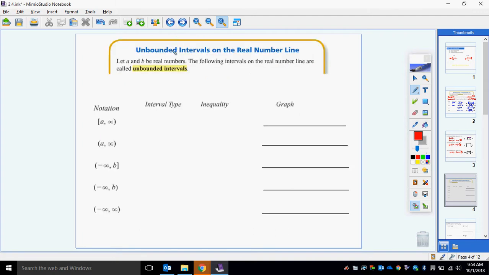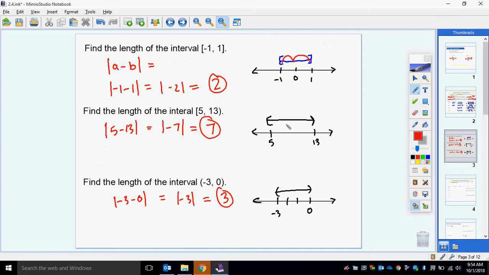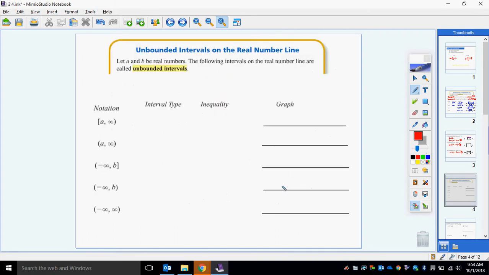Those were all bounded. Next would be unbounded, where nothing is blocking it. See how these number lines were always in between and my endpoints were blocking it from extending forever? Well, unbounded can extend forever, either in one direction or both. So let's look at these different types.